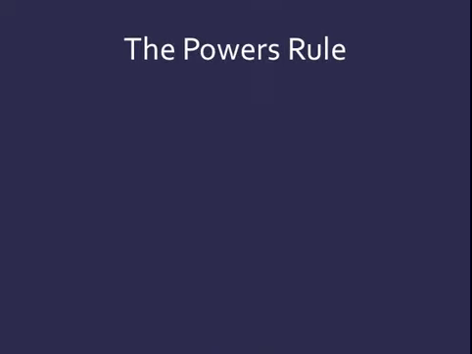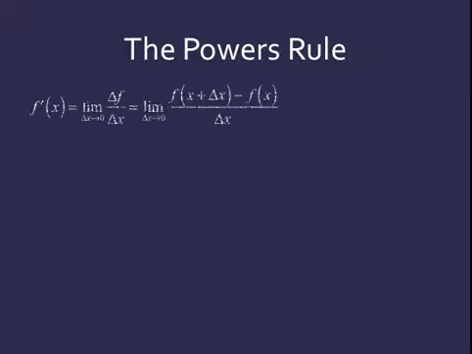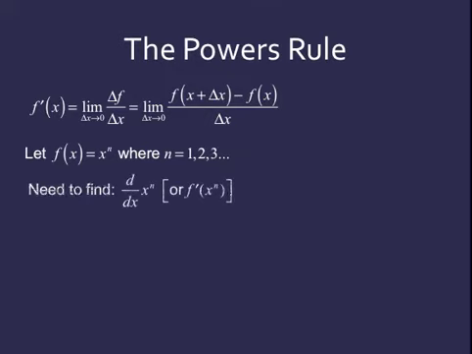Now we'll have a look at a specific rule, the powers rule. Starting from the definition of a differential, f dash of x is equal to the limit as delta x tends to 0 of delta f over delta x. More specifically, in this particular example, let f of x is equal to x to the power of n, where n is any integer 1, 2, 3, 4 and so on. We need to find the differential of x to the n, or an alternative way of writing that will be f dash of x to the n.